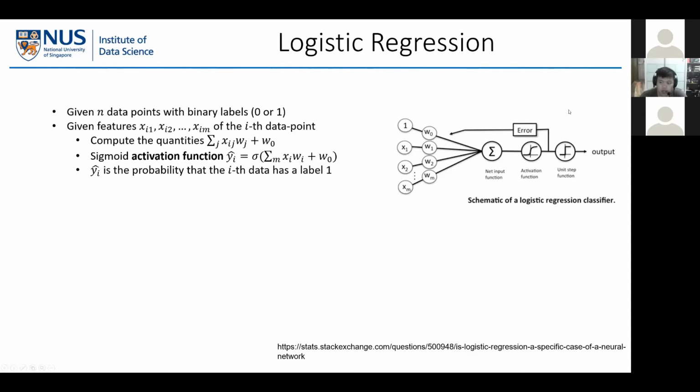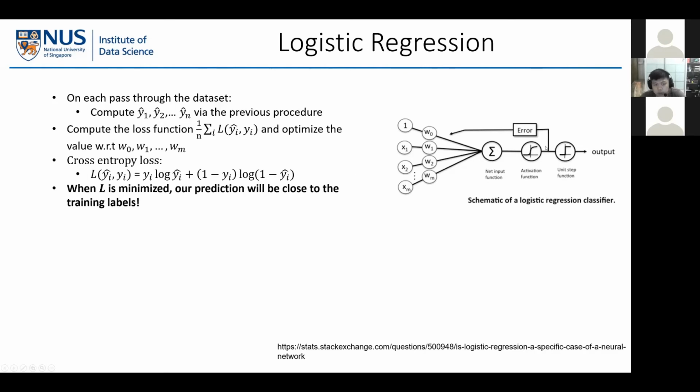So if you look at the schematic on the right, this is one way to describe this model. We have m features and we have m weights. So when we pass these m features through this layer, what we do is we simply do a multiplication between these m features and m weights. We apply a summation operation, then apply the activation function. And after we apply the sigmoid activation here, that gives us the probability.